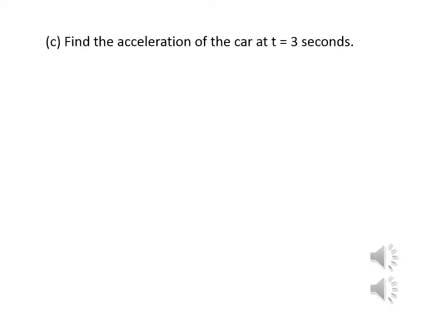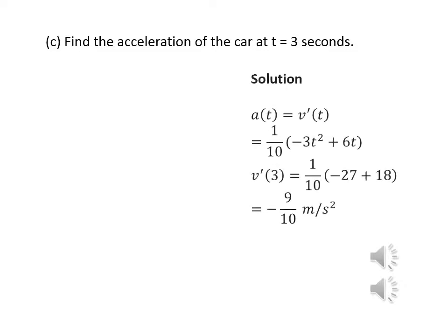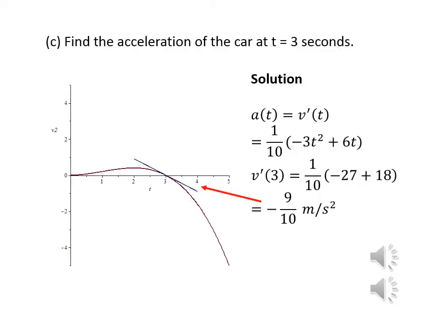C. Find the acceleration of the car at t equals 3 seconds. Since acceleration is the derivative of the velocity, we take the derivative of our velocity and then evaluate at t equals 3 to get -9/10 meters per second squared. Notice the units on the acceleration are meters per second squared because we took a derivative of a quantity that had units meters per second. If we sketch a line tangent to the graph of v at t equals 3, we can see that it has a slope that is consistent with our computed value of -9/10.